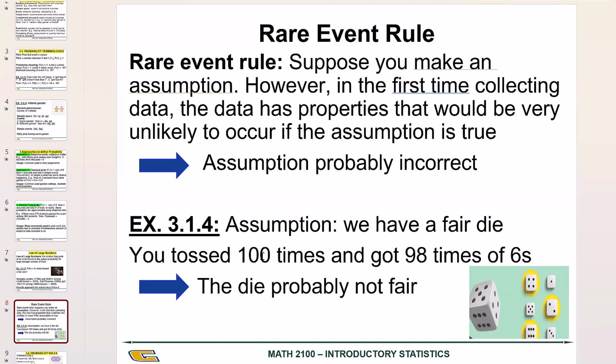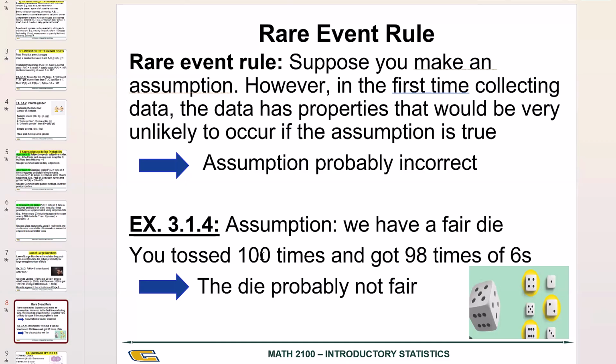So here you can see the assumption, say, that you have a fair die. How do you confirm you have a fair die? You can toss it. But say you toss it 100 times and you find out that 98 times you got a 6. This would be unlikely to occur if you have a fair die, because the number of 6s should be around 16%. It shouldn't be 98% like this. So something is wrong with this die.